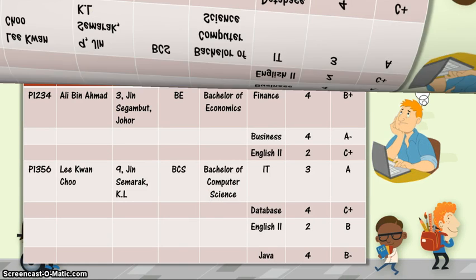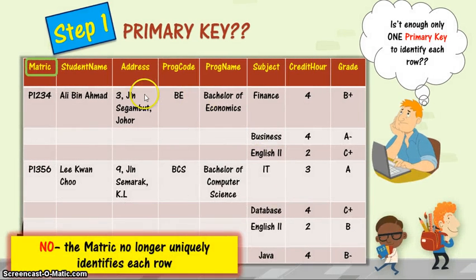But the question is, is it enough? Only one primary key, I mean matrix, to identify each row. You can see that here it contains redundancy. The empty cells show that it contains redundancy. As I said, a primary key cannot be redundant. It should be unique. So we can see that matrix no longer uniquely identifies each row.